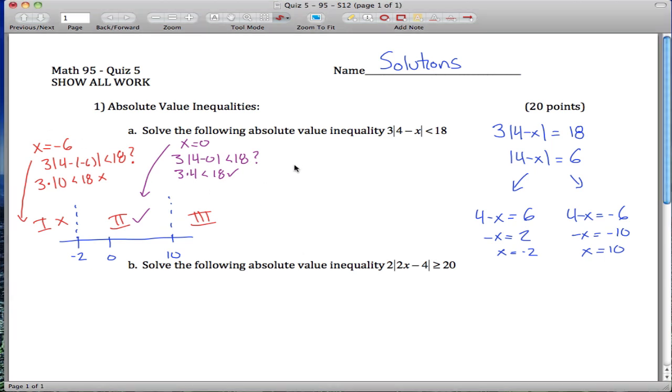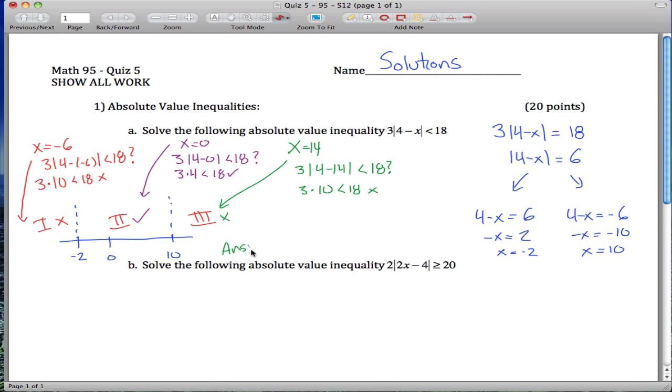And finally a number greater than 10. I don't know, how about 14? I chose 14 from this third region, because then is 3 times the absolute value of 4 minus 14 less than 18, question mark? Well, let's see, 4 minus 14 is negative 10. Absolute value of negative 10 is positive 10. 3 times 10 is 30, that's not less than 18. So these are not true, so that's not in our solution set.